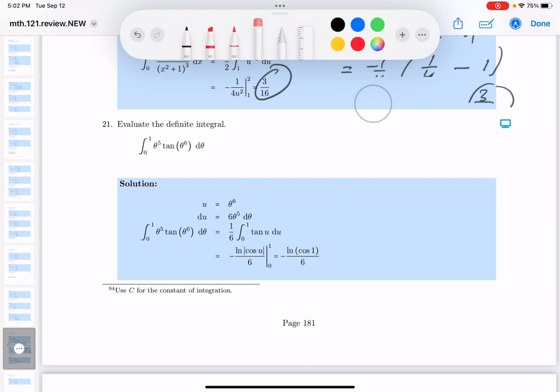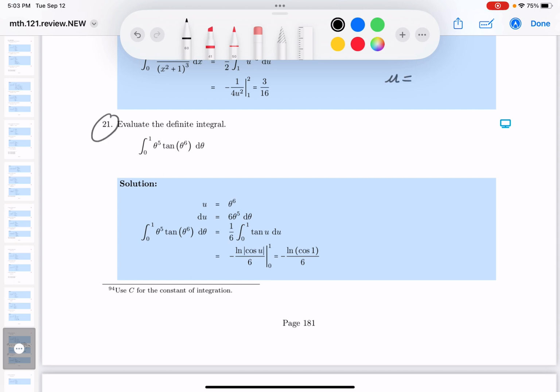Okay, let's start. Looking at this integrand, I'm going to say u is equal to theta to the sixth power. So let's write this over. U, we're doing number 21, is equal to theta to the sixth power. That means du is going to be 6 theta to the fifth power d theta.